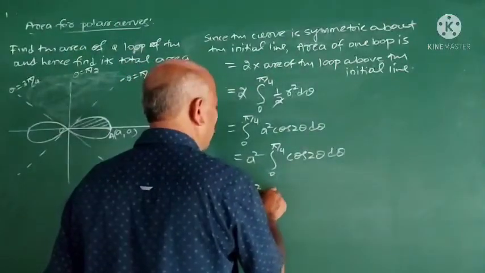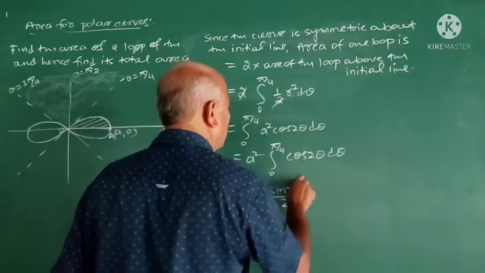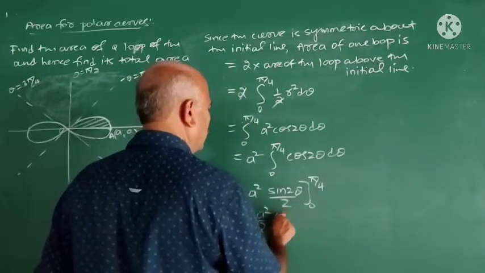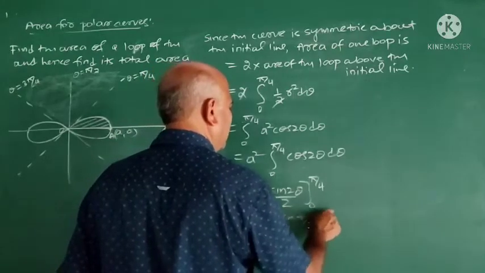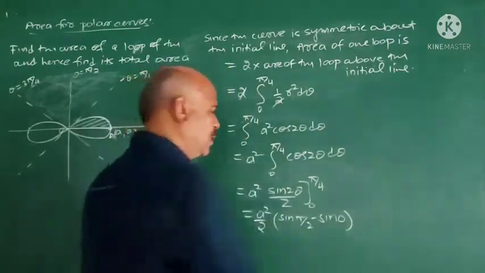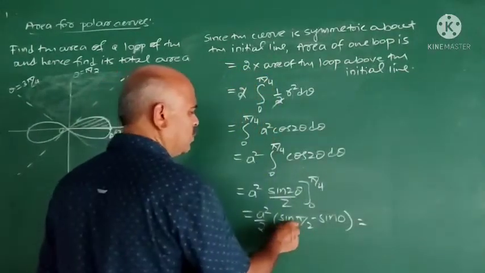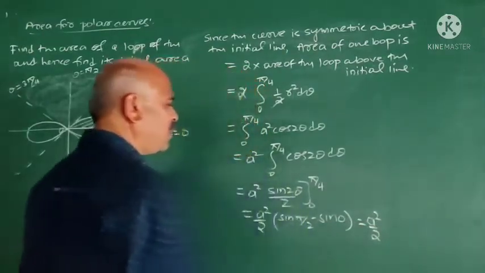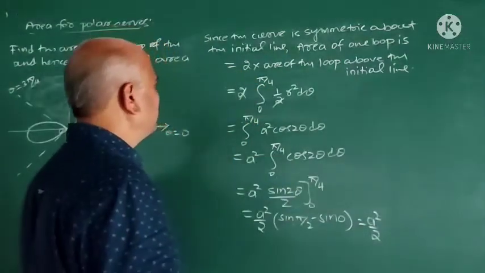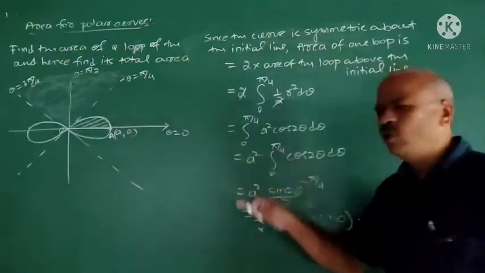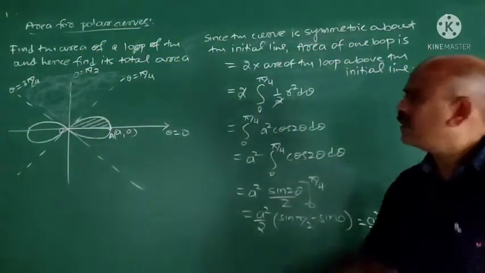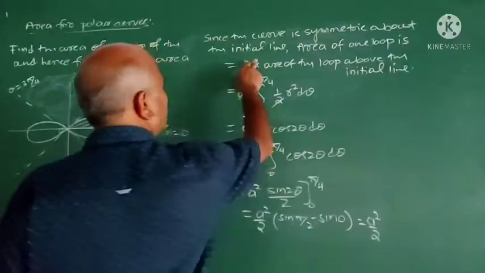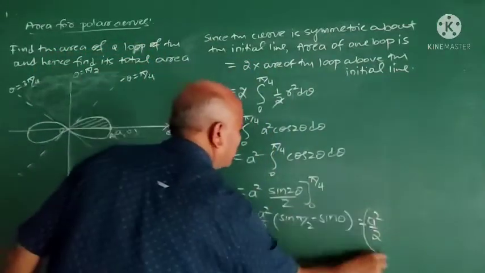So the integral of cos 2 theta is sin 2 theta upon 2, from 0 to pi by 4. So it is a square by 2 into sin pi by 2 minus sin 0. Sin pi by 2 is 1, sin 0 is 0. So a square by 2. What is this? This is the area of one loop. Correct? So I have taken the 2. Therefore the area of the complete one loop is a square by 2.